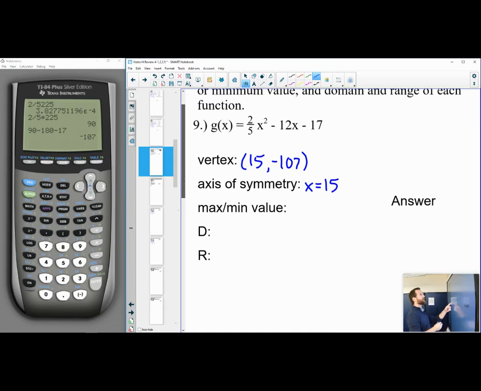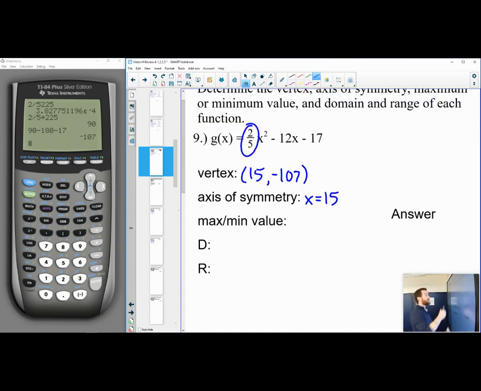Max or min value, we look at the concavity. The a value is positive because remember, a works exactly the same way whether it's standard form or vertex form. We don't need to do anything new as far as the concavity goes. We just look at the sign of the a value. Since a is positive, we think positive. That's happy, smiley face, which puts the vertex down there, which means it's a minimum value of negative 107. Negative 107, we've got that from the y value of the vertex.